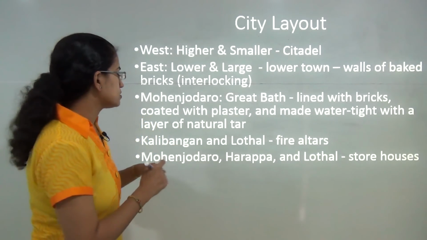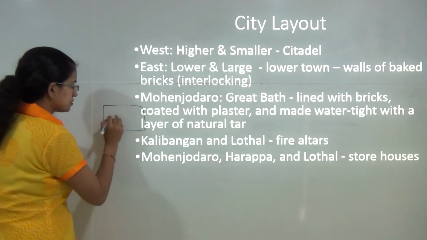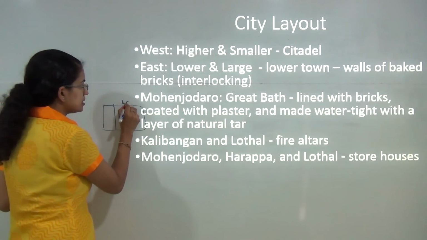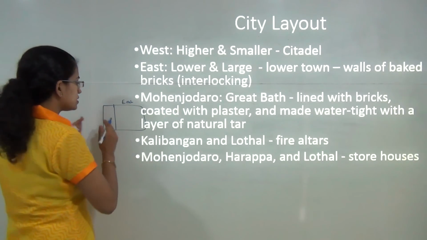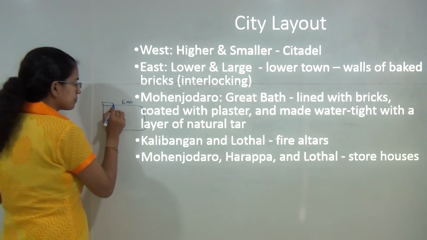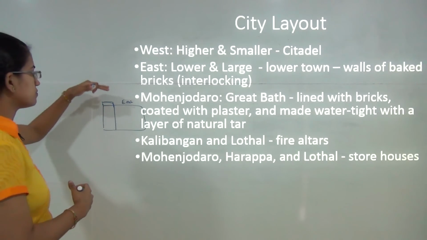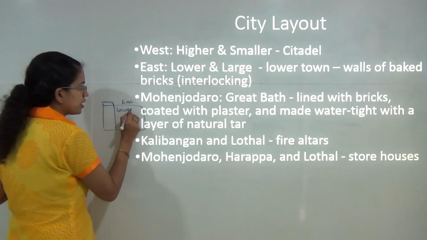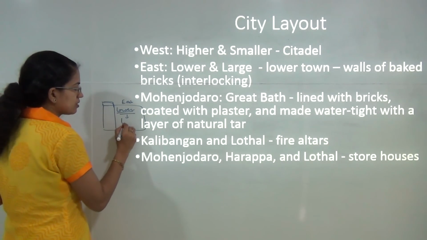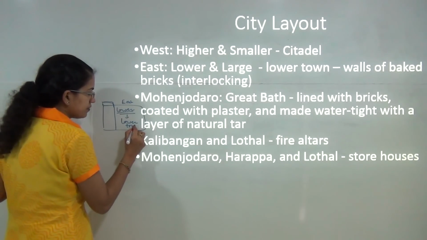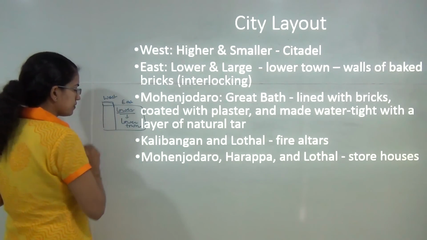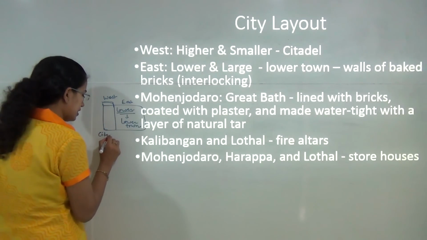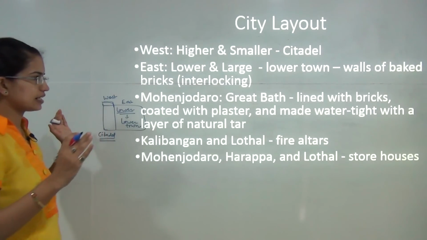So, the city was basically divided into two segments. The western part was the smaller part, and the eastern part was bigger. The western part was much higher as compared to the eastern part, which was lower, and therefore the eastern part was known as Lower Town. However, the western section, which was higher and smaller, was known as Citadel. So that was the basic layout.